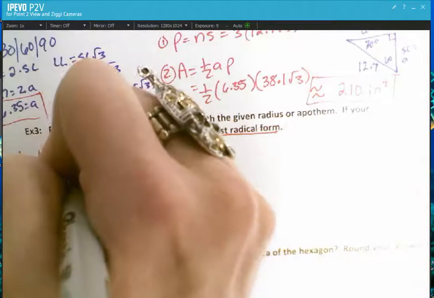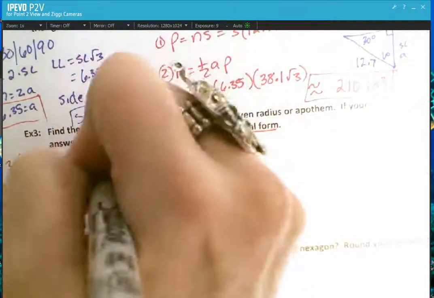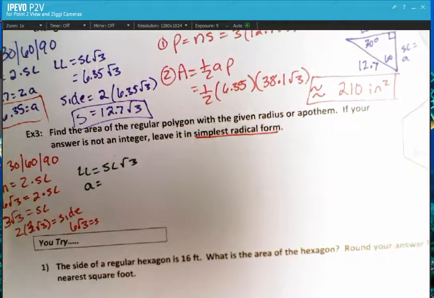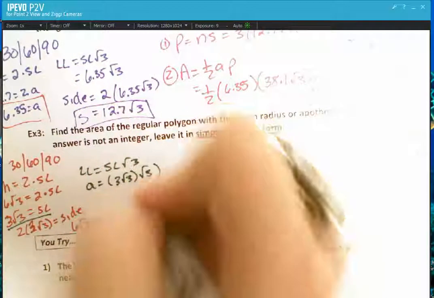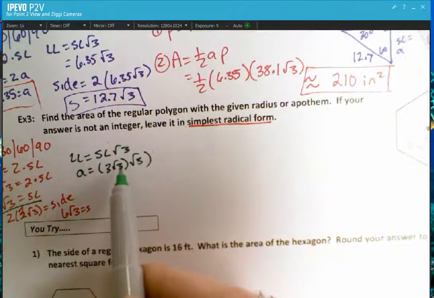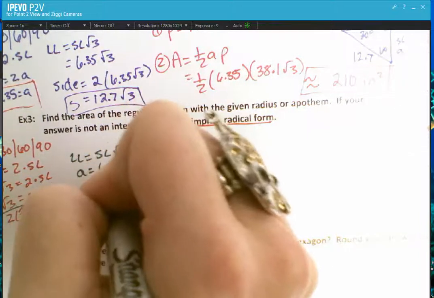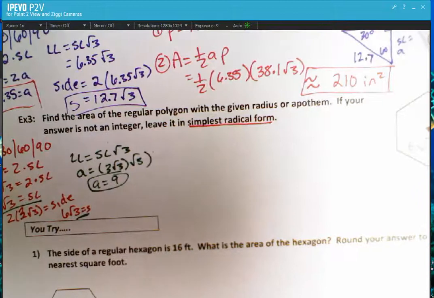I still need to find my apothem. So that's my long leg. I know my long leg is equal to my short leg times rad 3. Long leg in this case is the apothem, so I'm going to substitute an A. Short leg we just found is 3 rad 3 times rad 3. Now remember the algebra. Rad 3 times rad 3 is the square root of 9, which is 3. So 3 times 3, A equals 9. So now I have my apothem, I know what my sides are, and I can find my perimeter.